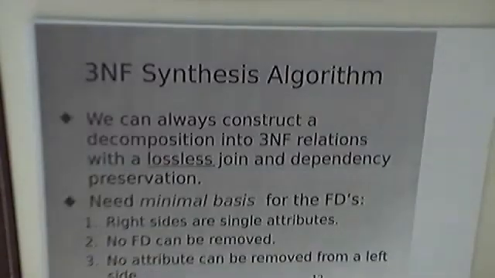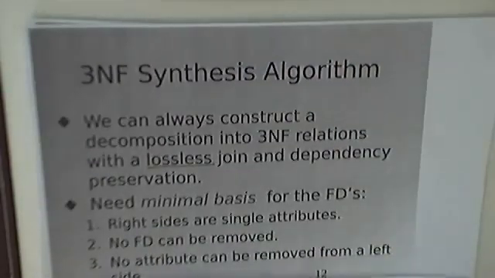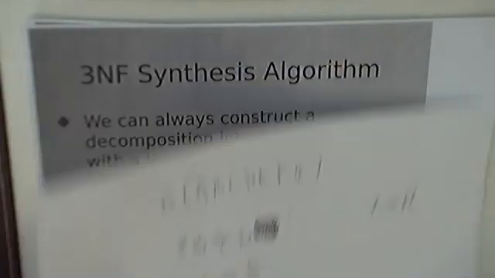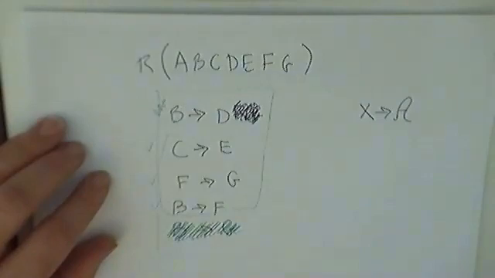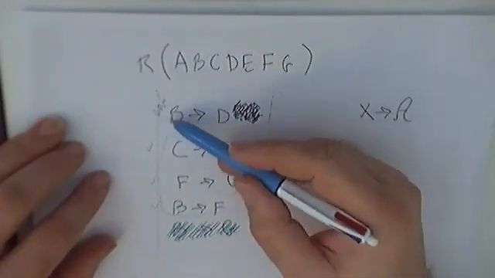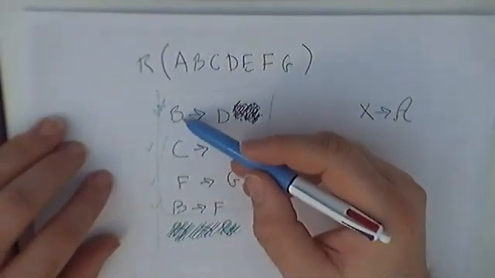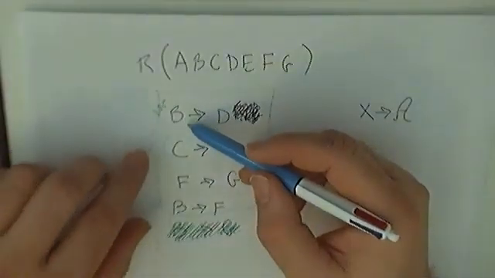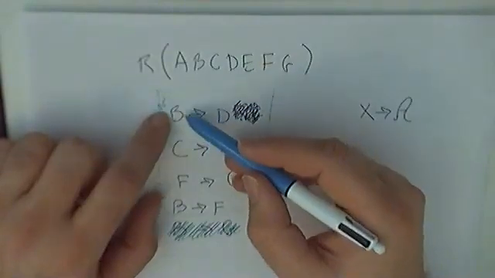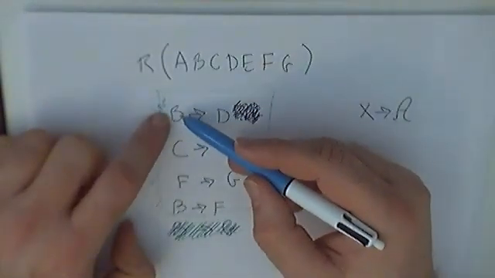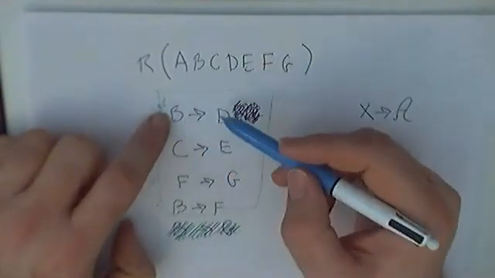So there's another step that has to do with whether you can remove attributes from the left-hand side. All these left-hand sides are single attributes, so no, you can't. But strictly speaking, if you have more than one attribute, you have to go through the test of determining whether or not, if you remove it, you still generate the same closure.